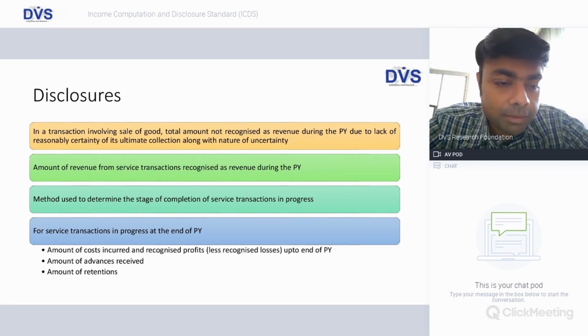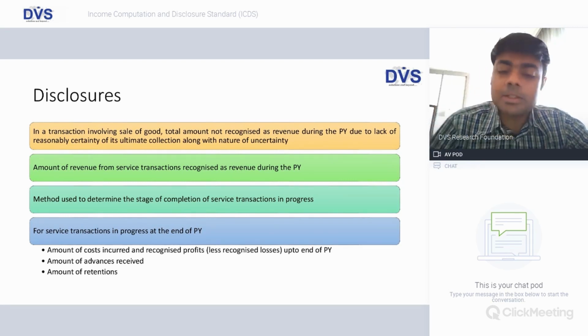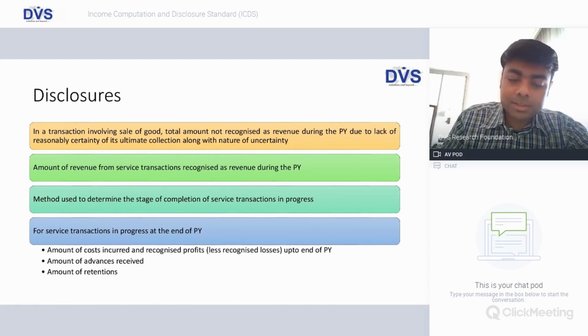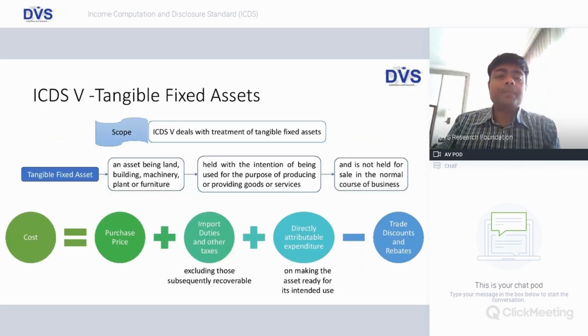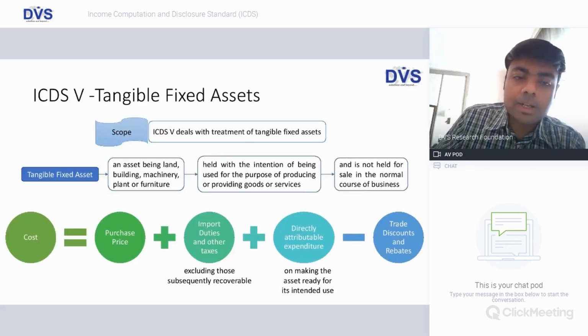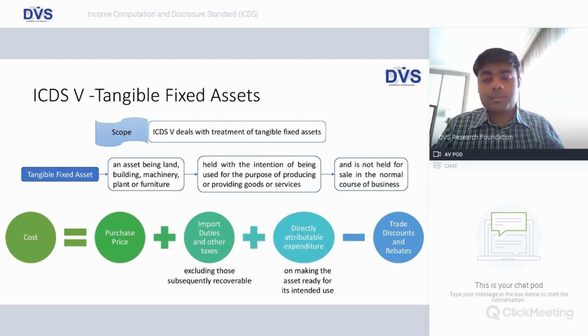Amount of revenue from service transactions recognized as revenue. Method used to determine the stage of completion of service transactions in progress. For service transactions in progress at the end of previous year, amount of costs, advances, and retention, fairly similar to your construction contracts. So these are the disclosures as far as your revenue recognition mechanism goes.